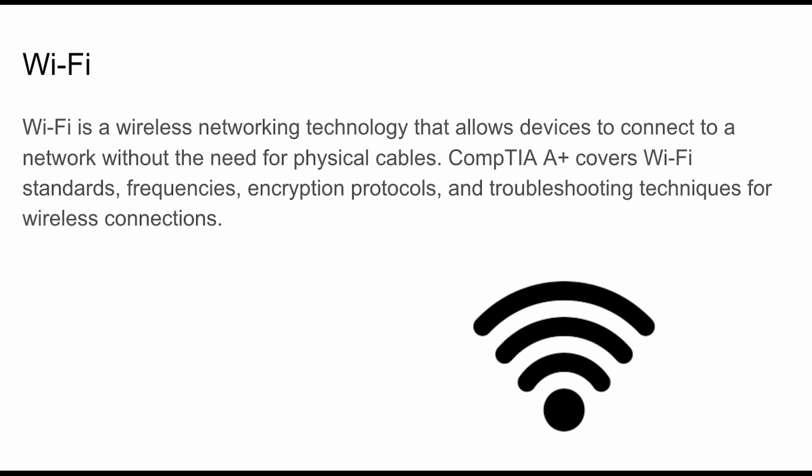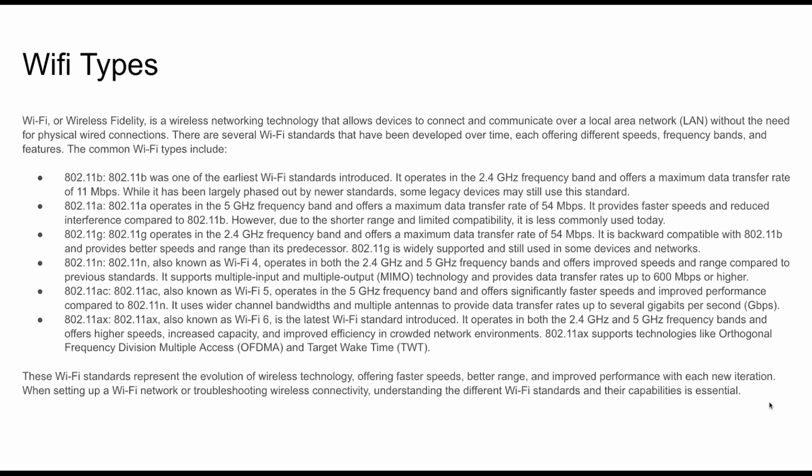Wi-Fi is a wireless networking technology that allows devices to connect to a network without the need for physical cables. So you won't need your Ethernet cable if you're connecting over Wi-Fi. You'll just be able to connect through your network adapter on your computer. And here we have the different Wi-Fi types and a little bit about their history. We're not going to go too far into depth. Just know about 802.11b and 802.11a.